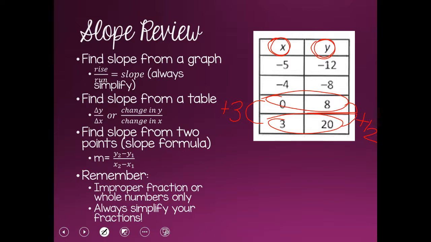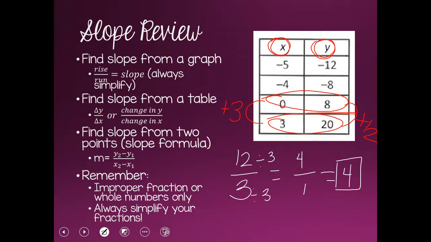So I'm going to have 12 over 3, which when I simplify, both of these can be divided by 3. So that's going to be 4 over 1, which is 4. So the slope of this table, or the line represented by this table, would be 4.